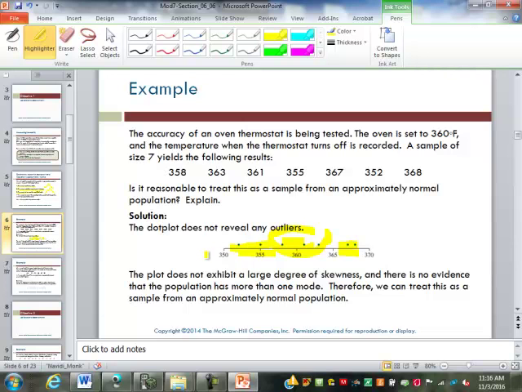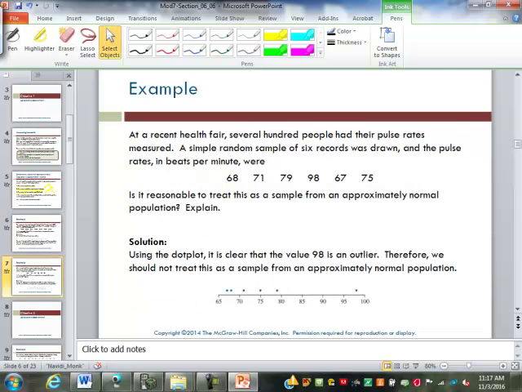These are almost evenly spaced across here. Since it does not show a large degree of skewness, it's not highly concentrated on one end or the other. There are no values that are way out there, so there are no outliers. Again, I don't see any mode. Remember, a mode on a dot plot would consist of a bunch of dots all together in one spot. That would be a second mode. Well, this does not have any of that. So we can't conclusively say it's not normal, so we're going to treat it as though it is normal.